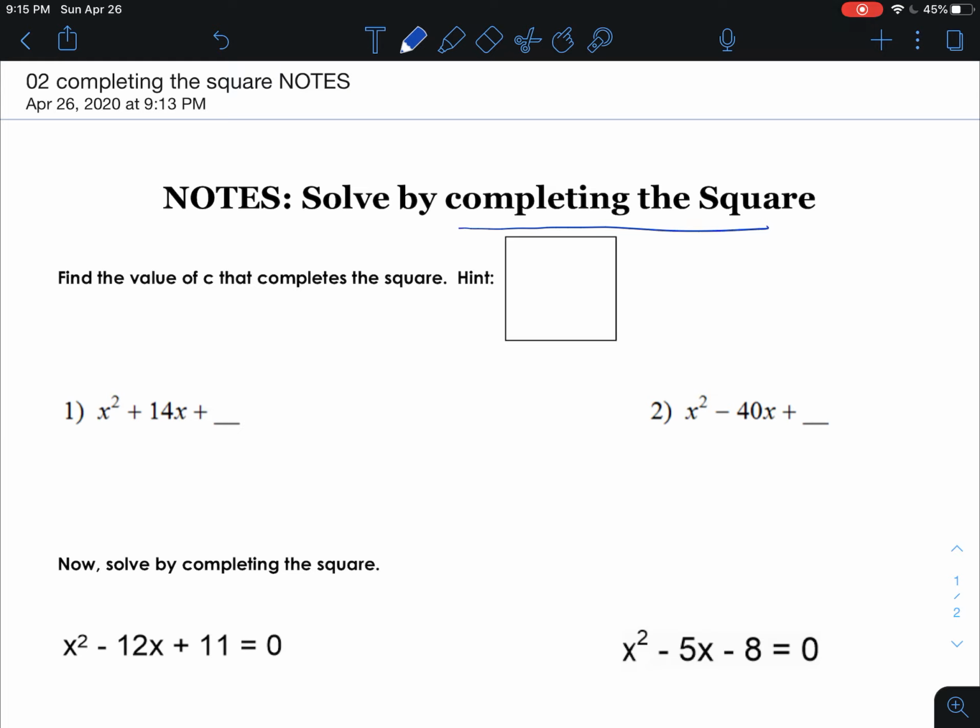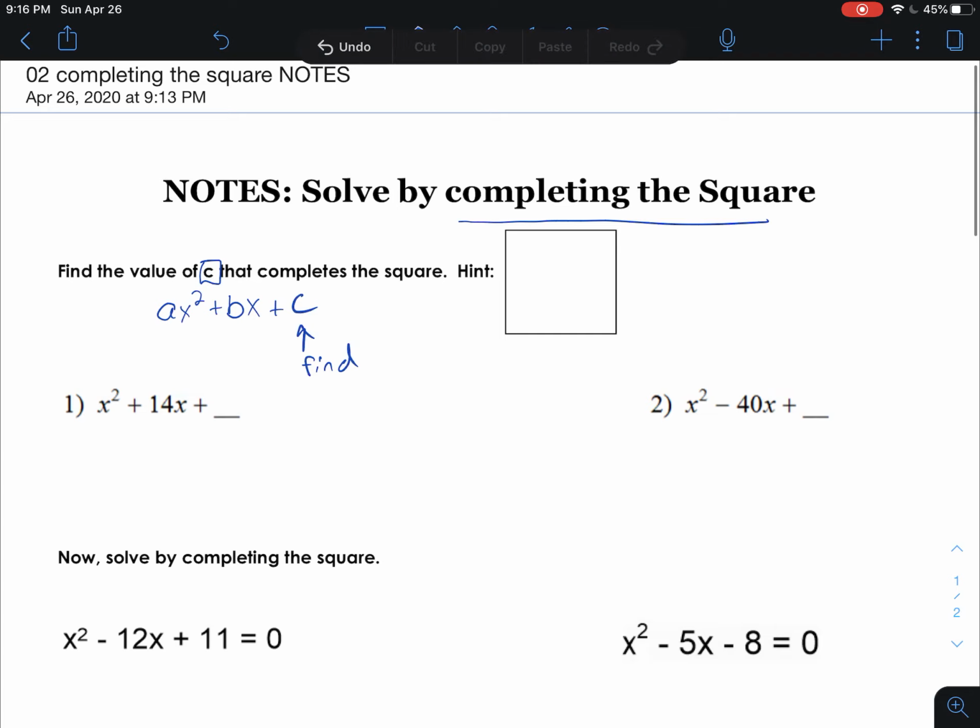In order to complete the square, you have to find a c value. A quadratic equation is written as ax squared plus bx plus c. So in this, we're going to find this value. When we find that value, it's going to give us something that we can factor. To find the c value, you take b, divide it by 2, and then take that whole number and square it.